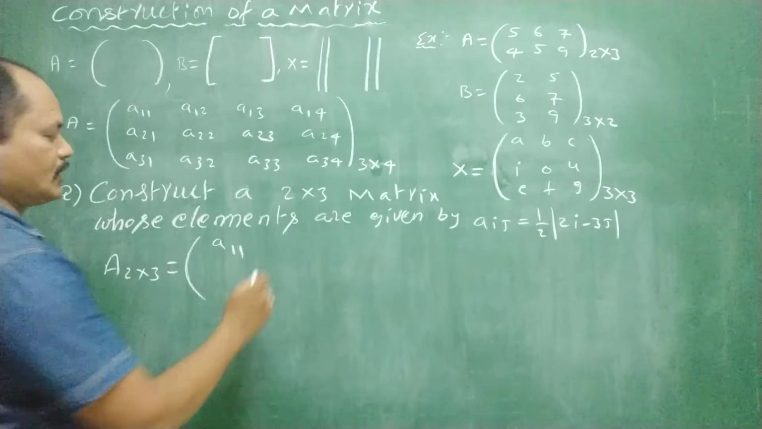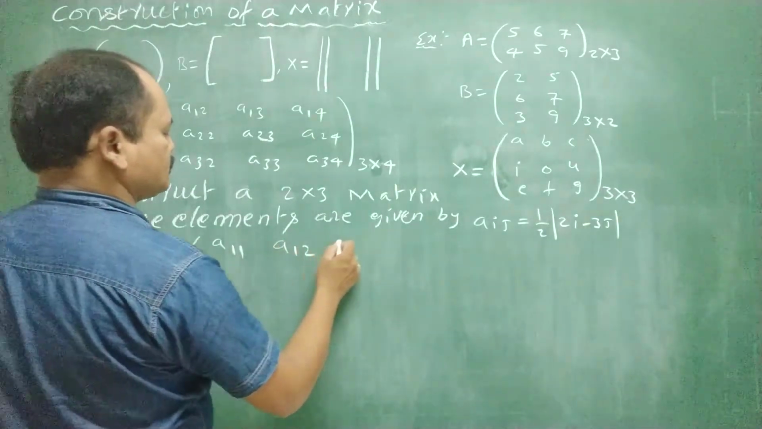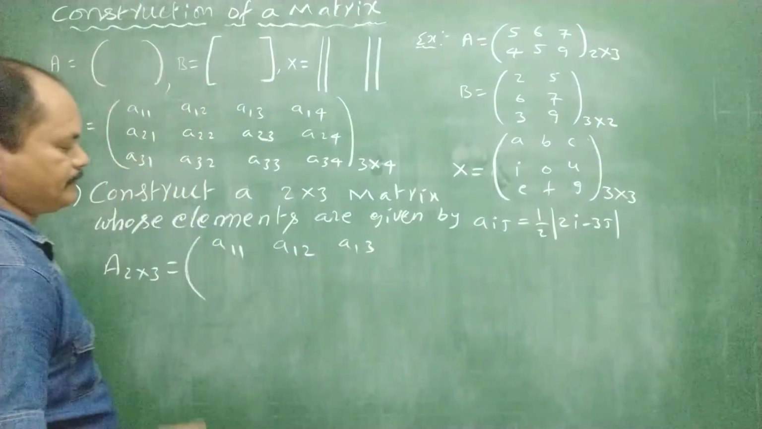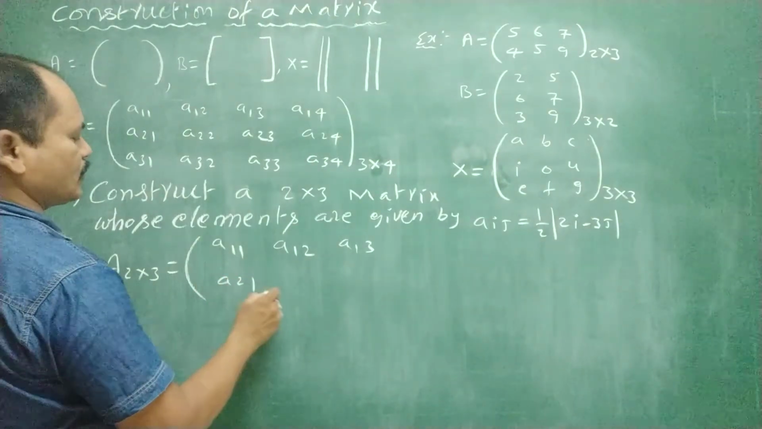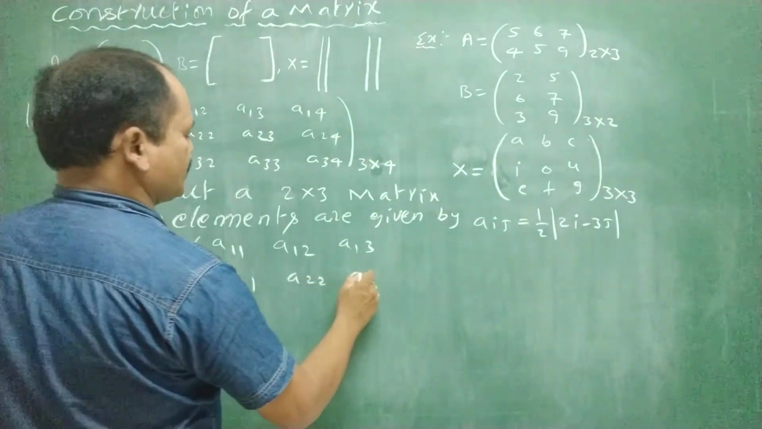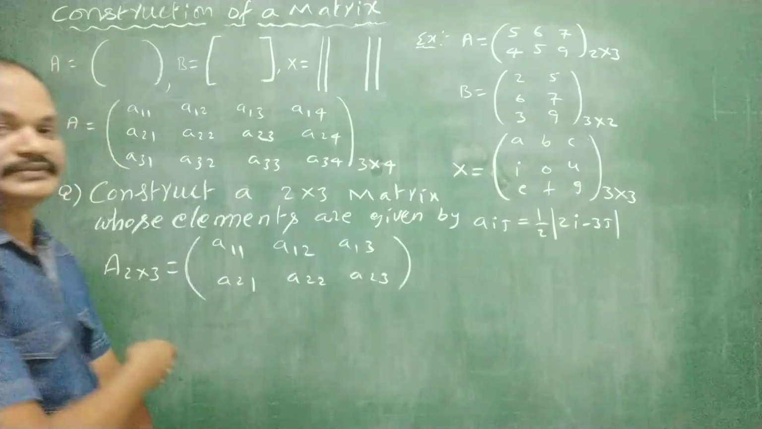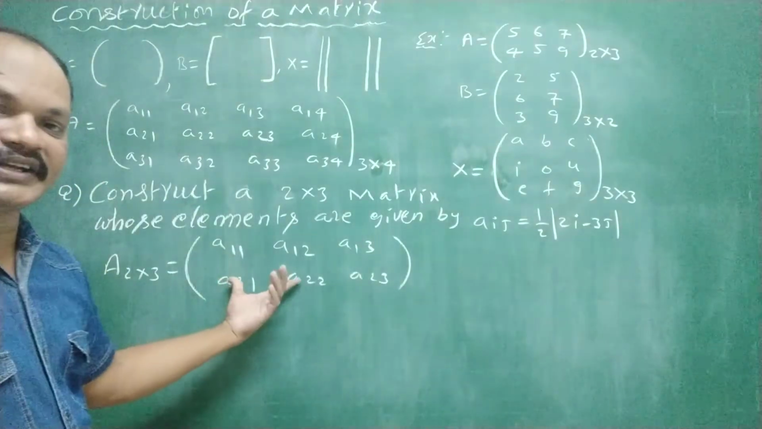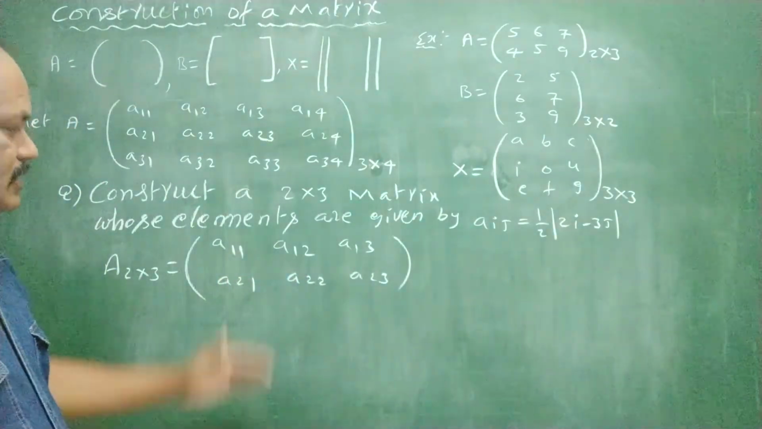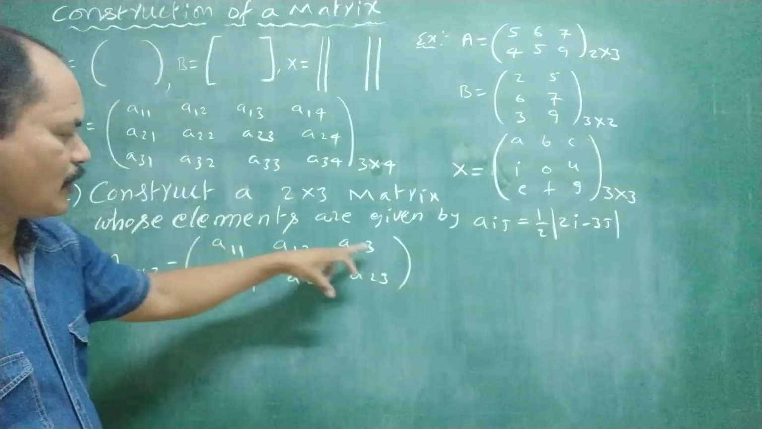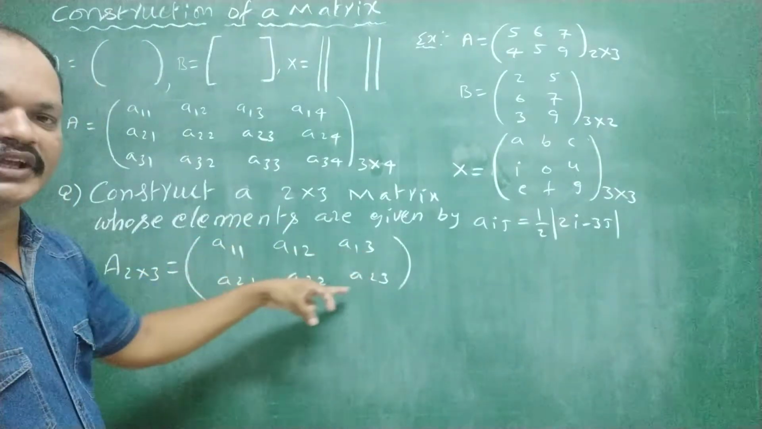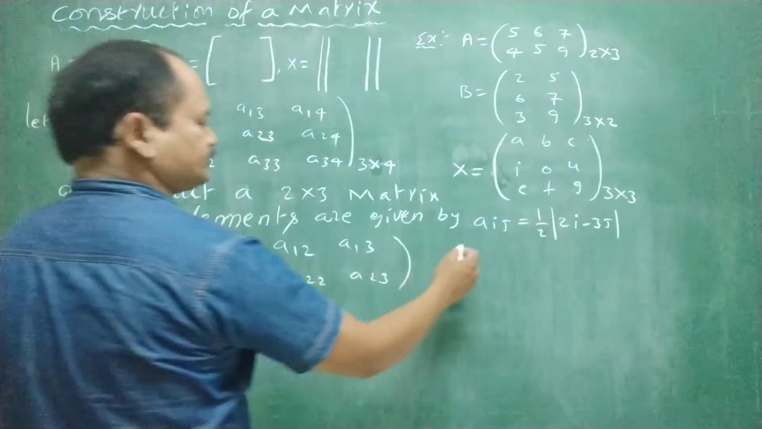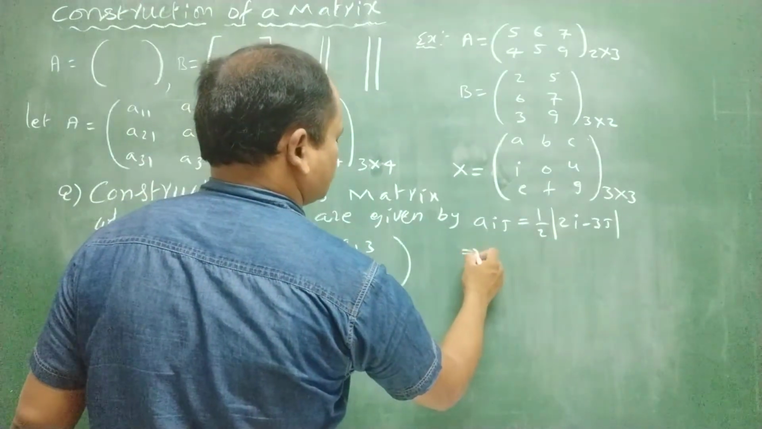That is, A11, A12, A13, A21, A22, A23. That's all. So this is the required matrix. Now we have to identify all the elements from this formula.